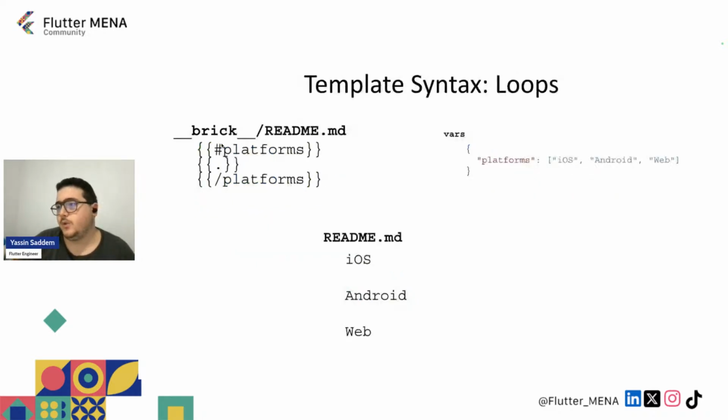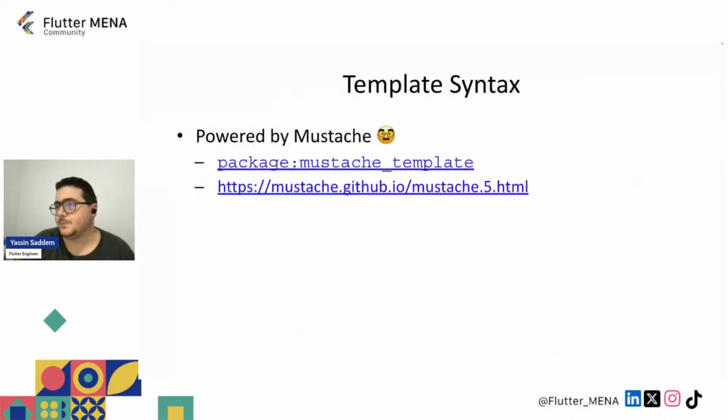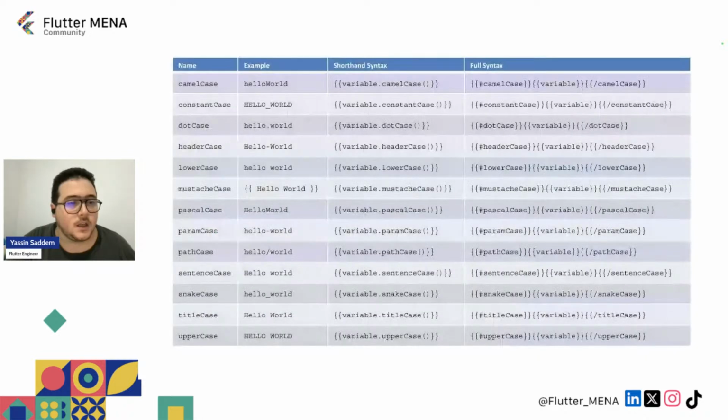So the for loop we already did, and let's now move to the naming convention, what we call lambda. I use it generally for naming conventions, but we can use it in other things. This is available in Mason bricks, and of course from Mustache. There are two types of syntax: the shorthand syntax and the full syntax.